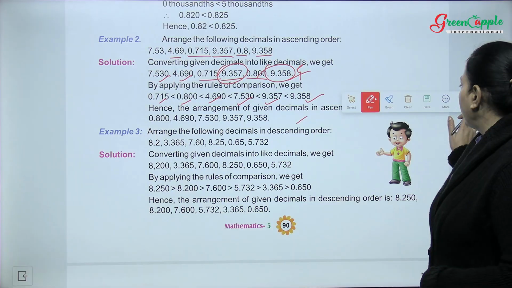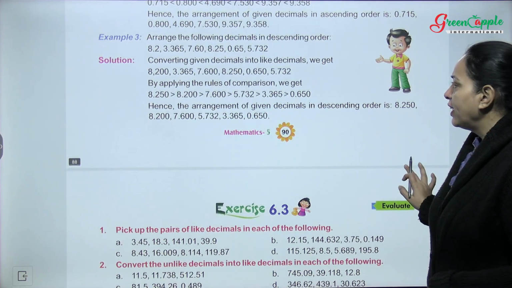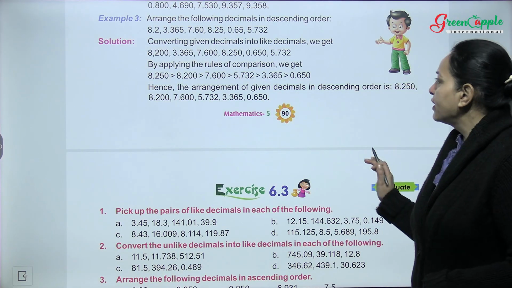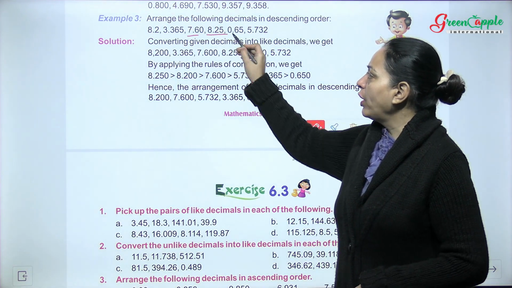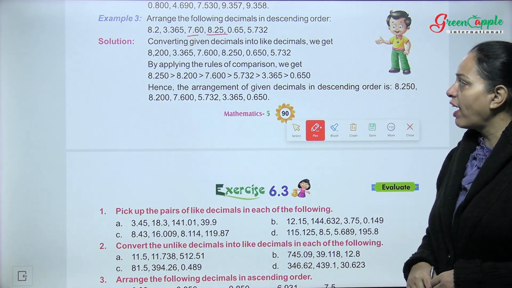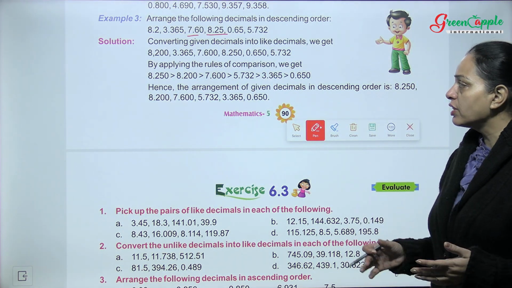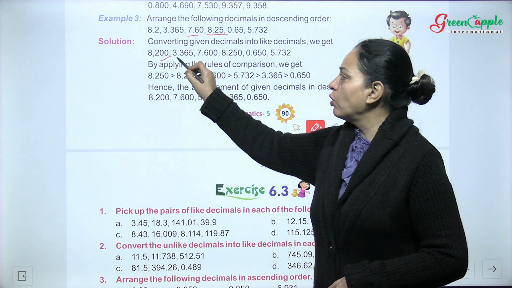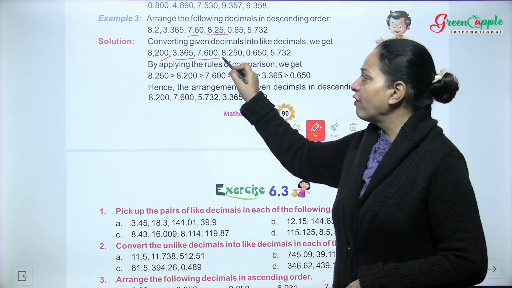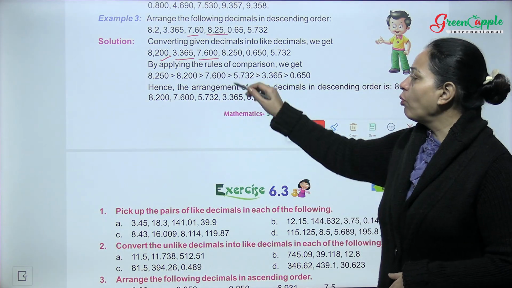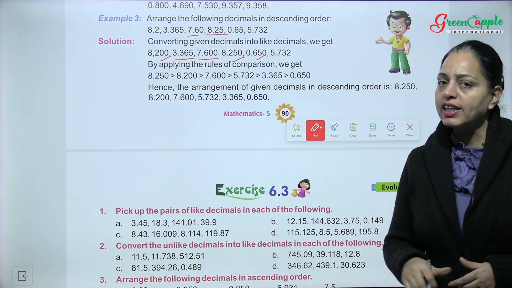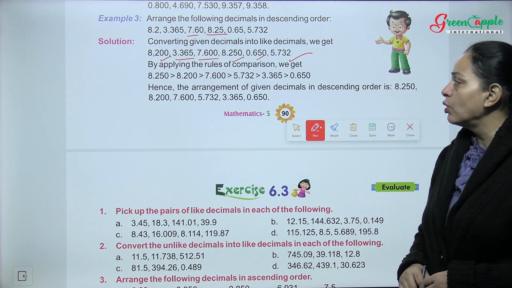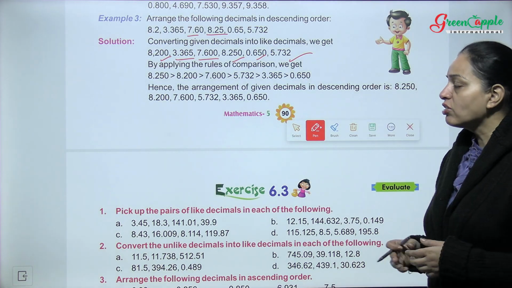Okay. Now example 3: arrange the following decimals in descending, meaning decreasing order. Like here 8.2, 3.365, 7.60, 8.25, 0.65, 5.732. So convert into like decimals, 3 decimal digits. So 8.200, 3.365, 7.600, 8.250, 0.650, and this is as it is, 5.732. Descending means greatest to smallest.